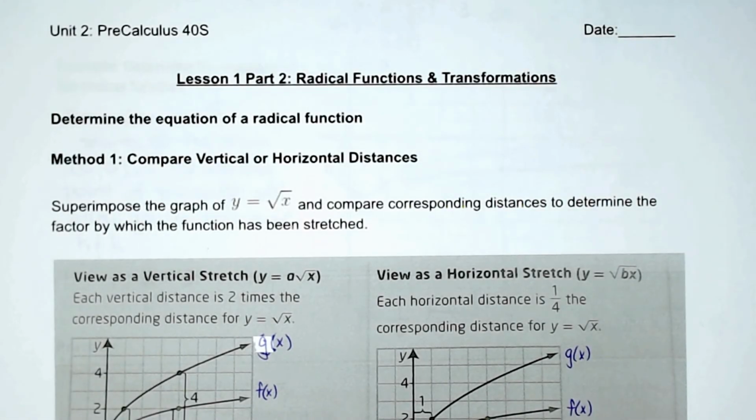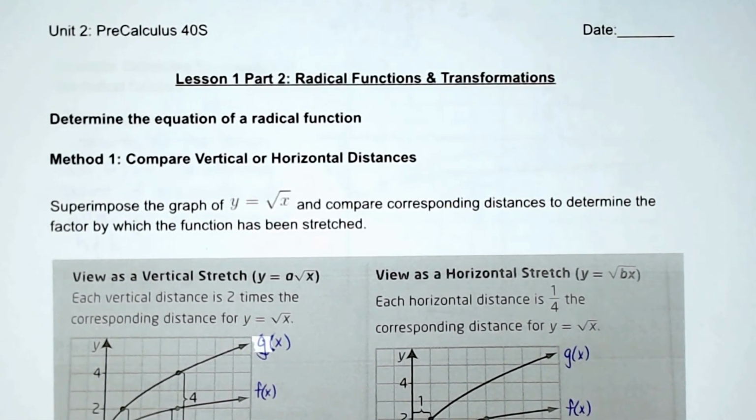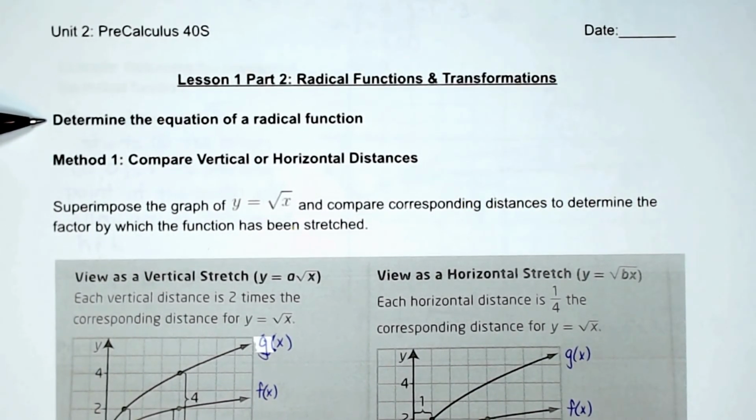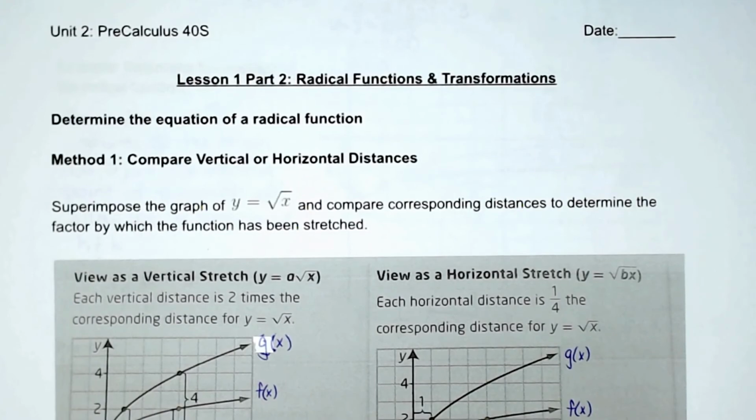Welcome to Lesson 1, Part 2, Radical Functions and Transformations. So today we're going to learn how to determine the equation of a radical function. Now there's two methods that we can use to figure out what the equation is, and both of those are comparing to the original base graph y equals root x.